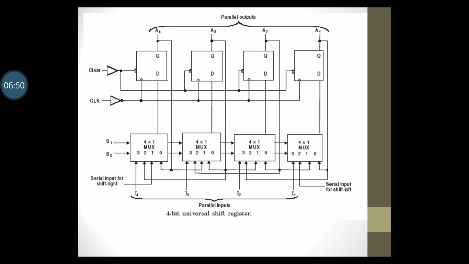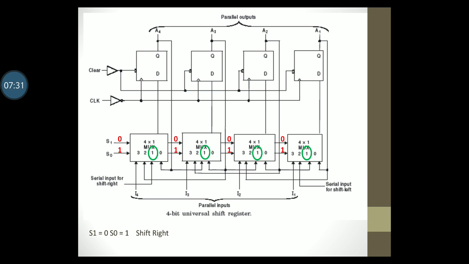Let us look at the case when S1 is equal to 0 and S0 is equal to 1. Since the select lines are common to all the multiplexers, we can have 0 and 1 on these lines as well. Since the select lines read 0, 1, the D1 input is activated on each multiplexer. And as per the truth table, when S1 is equal to 0 and S0 is equal to 1, the data bits will be shifted right through each flip-flop.